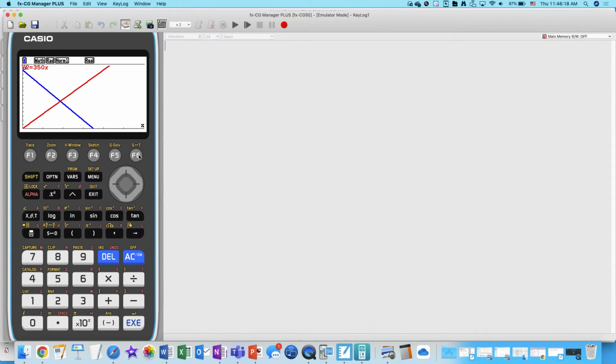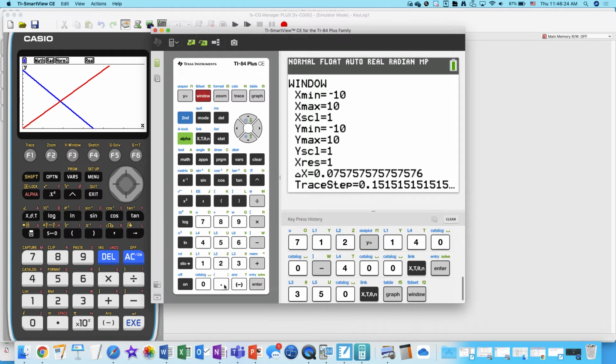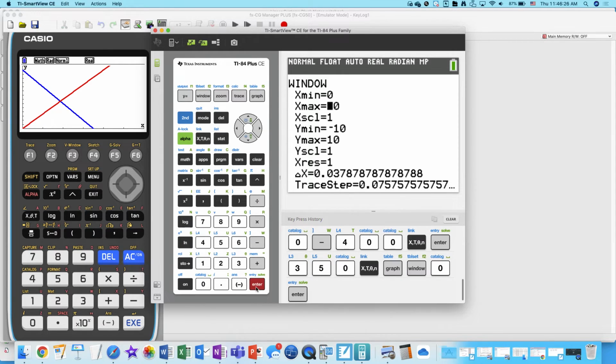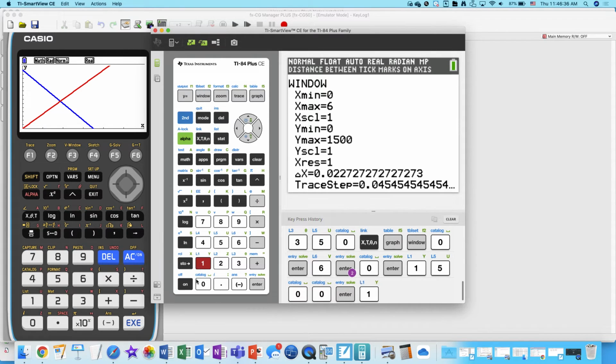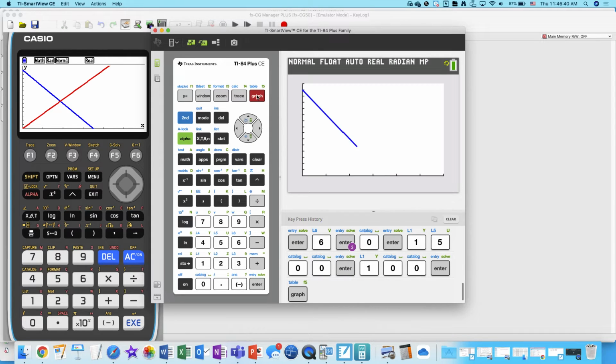Okay, so I'll do that on the TI as well. So this was 0, 6, 1, and then this was 0, 1500, and 100. For some reason, mine is graphing 3 lines, even though I only have 2 equations. Okay, I'll come look at that in a minute, okay? All right, and there we have it.